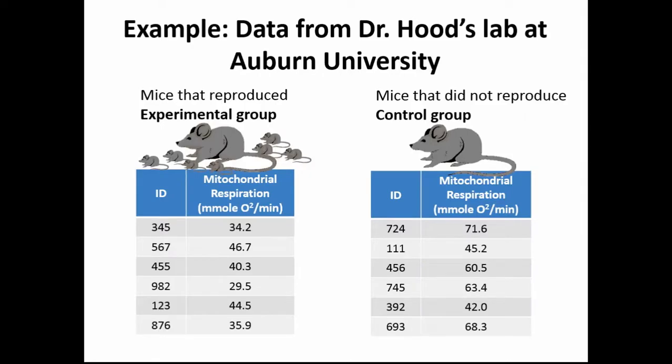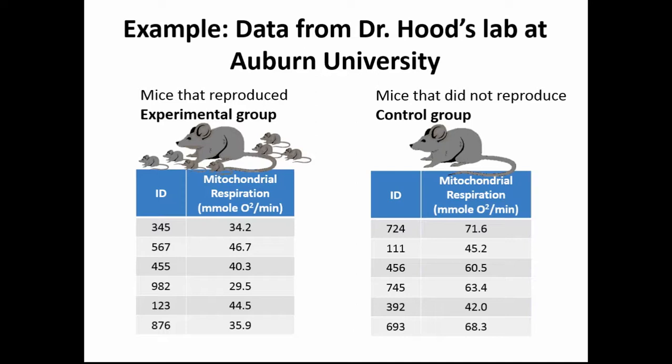Now, we're using data sets that were collected from Dr. Hood's lab at Auburn University. Dr. Hood studies reproduction in mice, and she generally separates out her mice into two separate groups, one of them being the experimental group that are allowed to reproduce, and one of them being the control group, which are not.